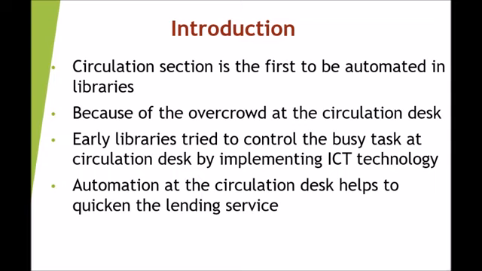Early libraries faced the problem of overcrowding at the circulation desk. In order to overcome this problem, the majority of early big libraries tried to automate this section by using ICT technology. Automation at the circulation desk helps to quicken the lending service with accuracy.